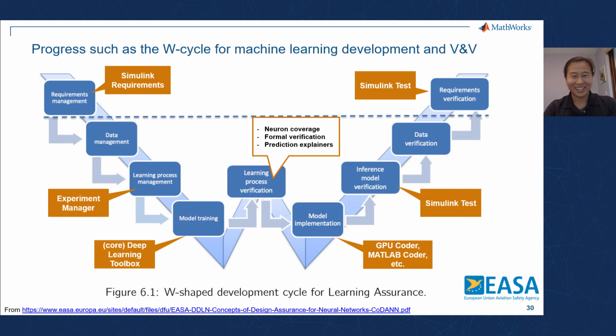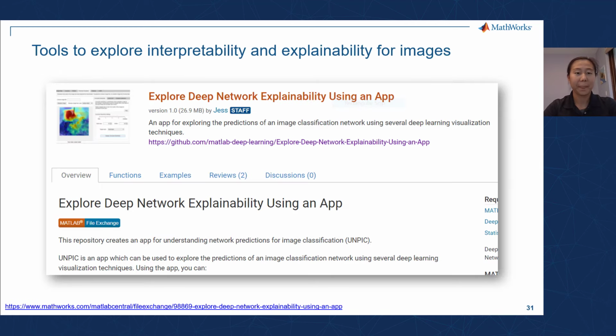All right, not to put too fine a point on it, but there are a lot of different ways that you can implement this. You can sort of stay in MATLAB, but then do a lot of these V&V tasks there. Okay, something I do want to highlight, I wish I had time to show it today, but we do have an app. I strongly encourage you to go check it out and download it. It helps you explore deep network explainability in an app, particularly well for images, image classification, right?